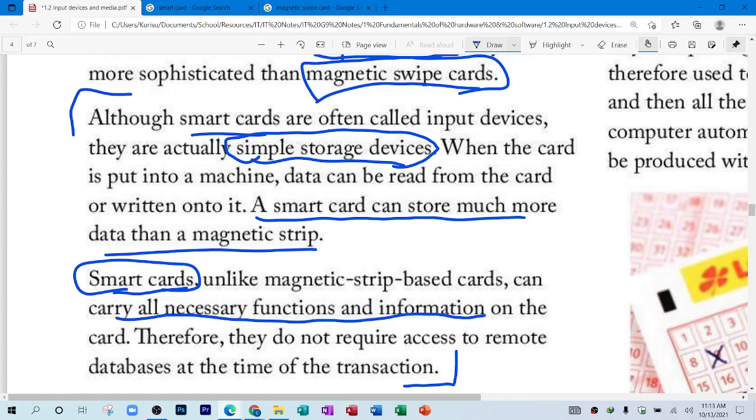With the smart card, you basically don't need a connection to your bank because all the information is on the card. It can carry all the necessary functions and information on the card, whereas the magnetic swipe card is going to require that connection in order to process your transaction.